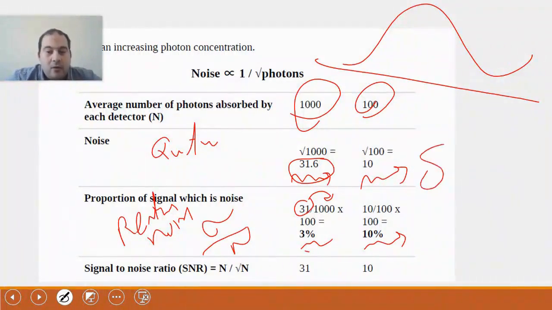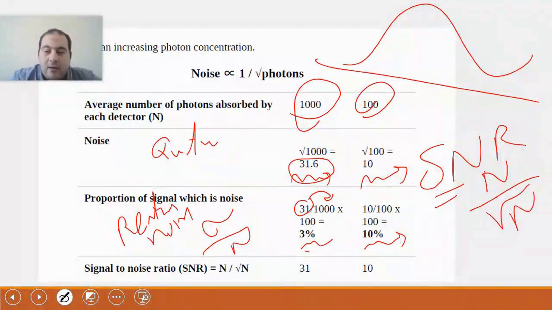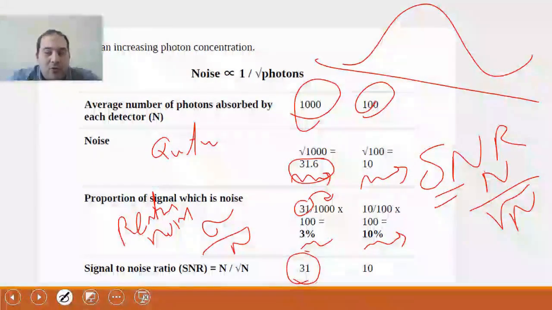The signal I have is essentially the number, and fundamentally the noise is basically our base, in essence the square root of the signal. It is considered the opposite of relative noise, because relative noise is sigma over n, which means the square root of n over n, right? So you will find that the SNR here at 1000 is 31, while here at 100 it is 10, resulting in an increase in the signal to noise ratio.